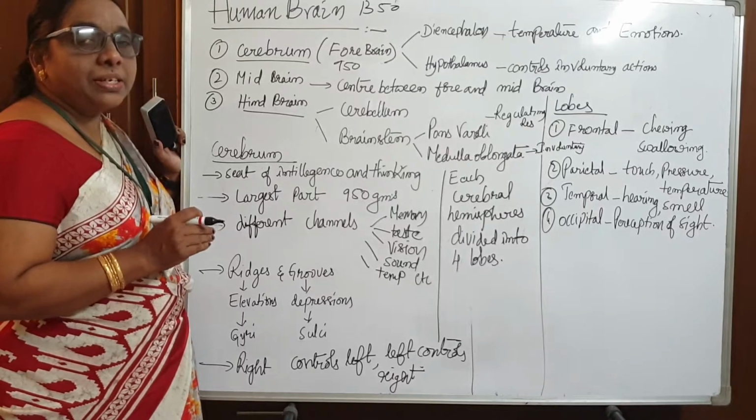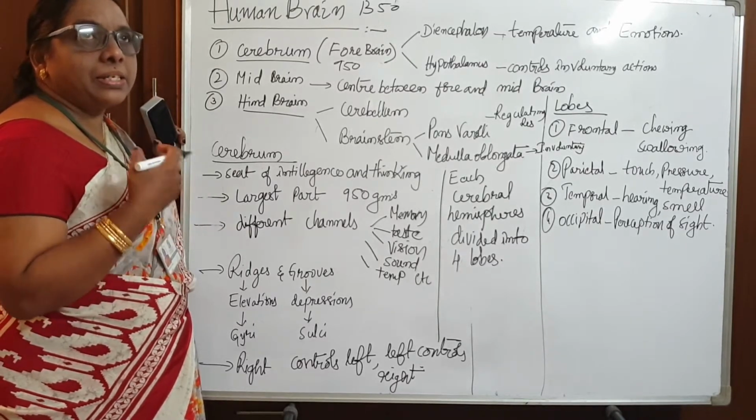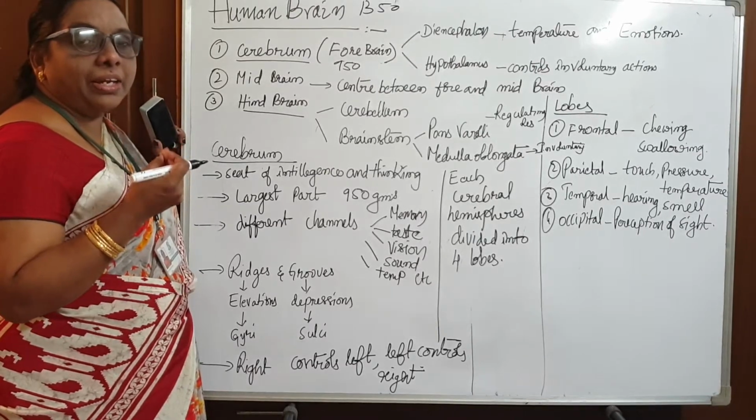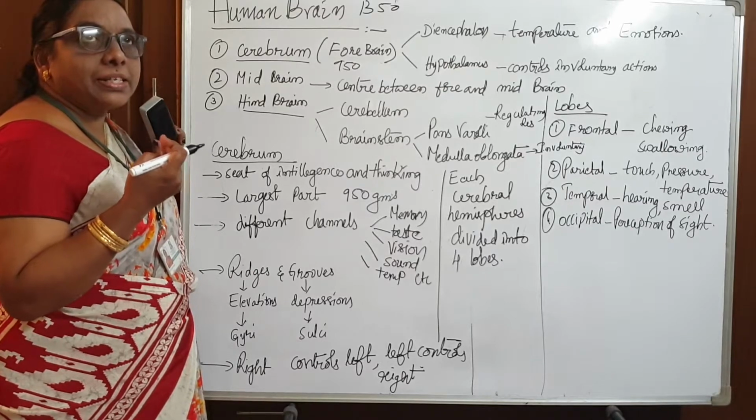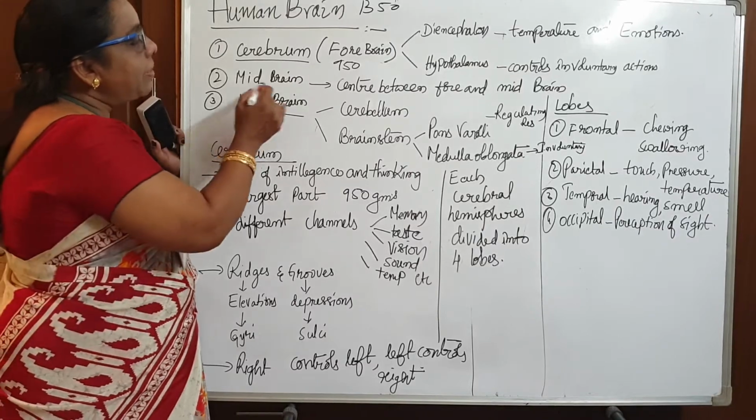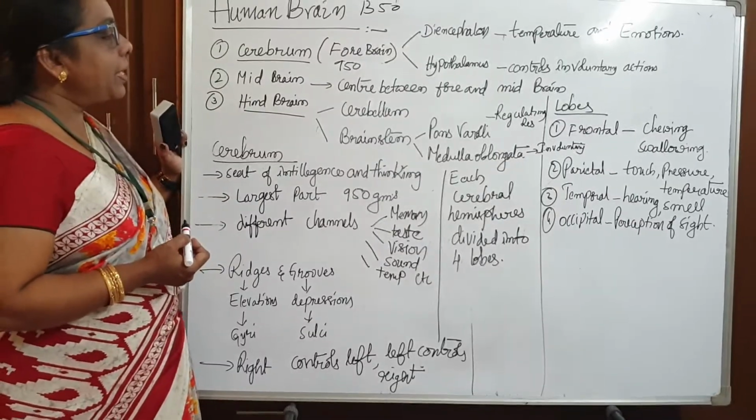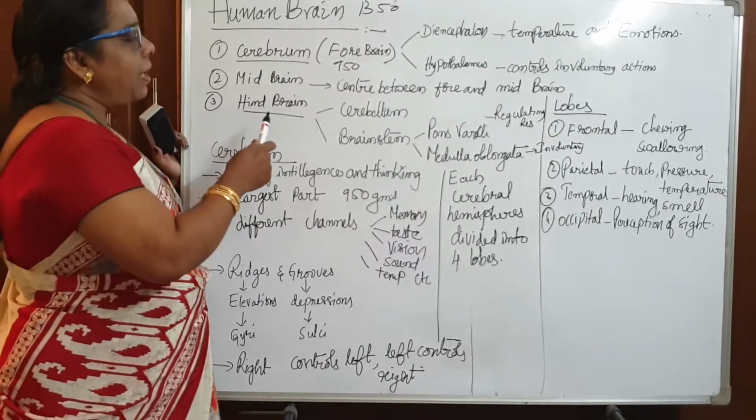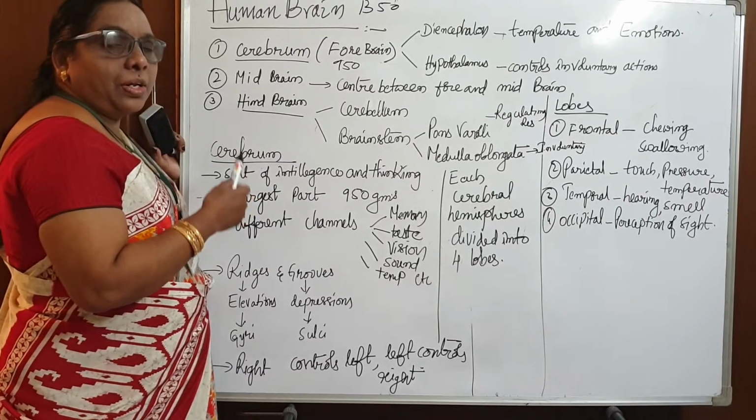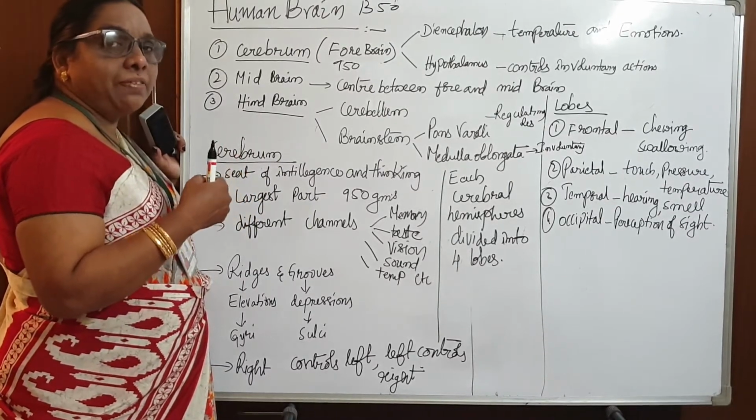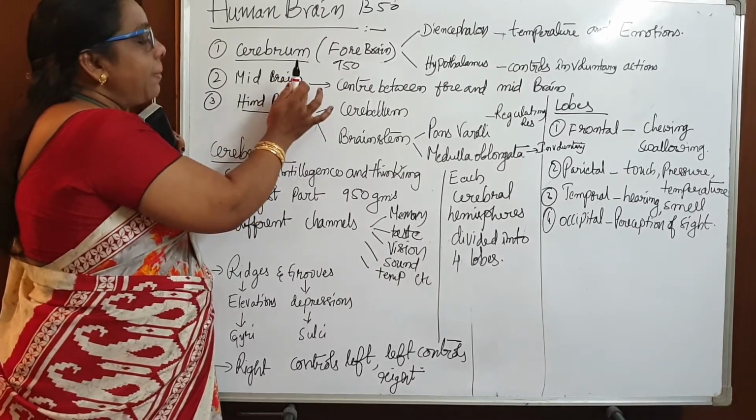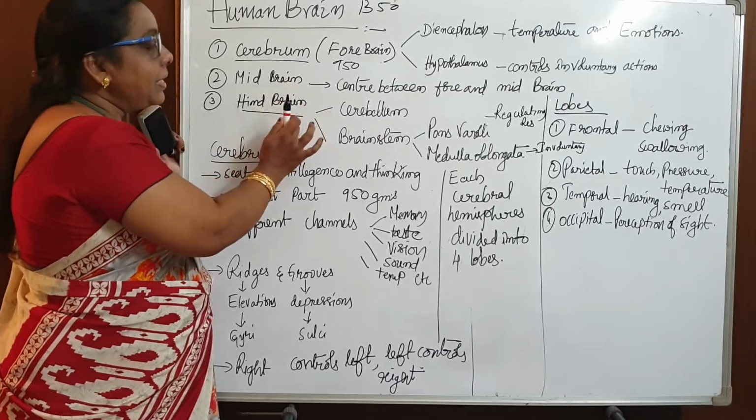Involuntary actions are the actions that are not in our control, such as swallowing and respiration. All these actions are controlled by the midbrain as well as the hindbrain. Respiration, heartbeat, salivation, swallowing and all these actions are controlled by the midbrain and the hindbrain.